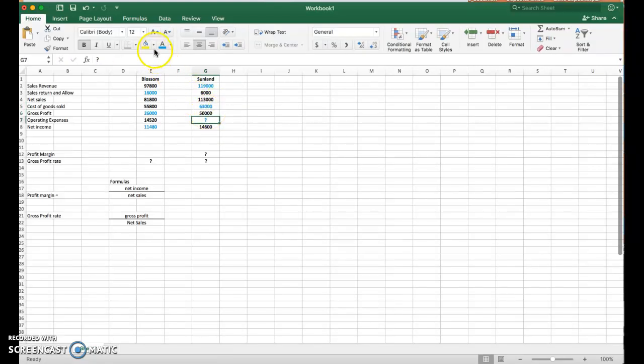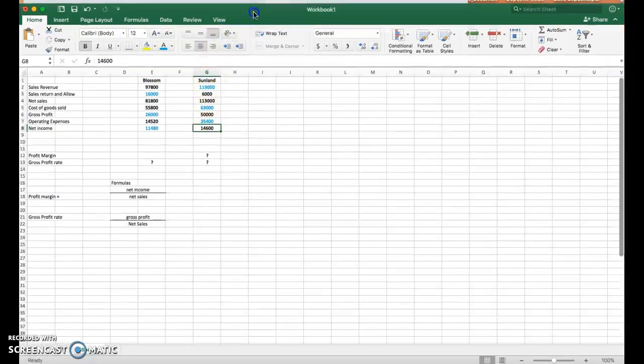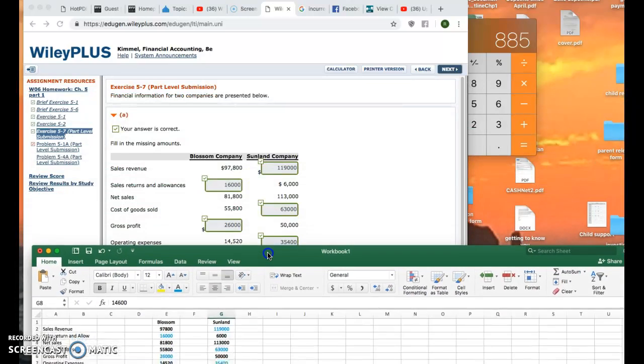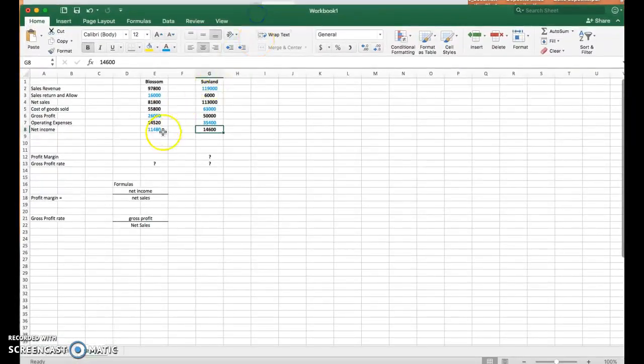And then right here, we're basically going to take our net income and subtract it from our gross profit to get our operating expenses. Just make sure real quick. Yep. 463.